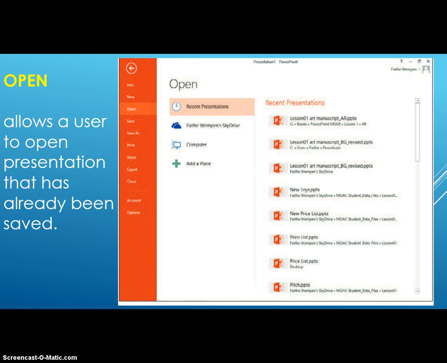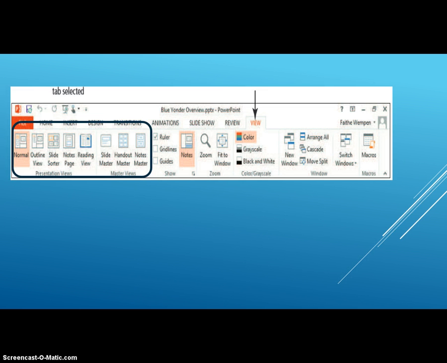You can click on Computer. You can do Recent. You have Add to a Place. You can do your SkyDrive, or now that's called OneDrive. That's what Microsoft uses. It's sort of like Google Drive, except that's just Microsoft's place to save things.